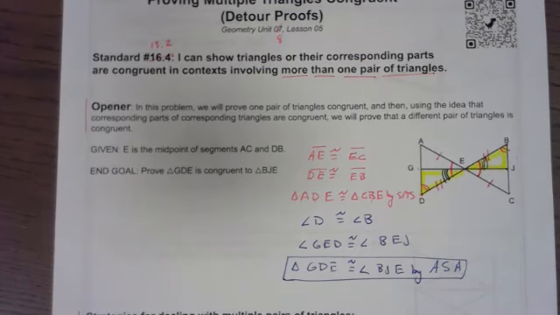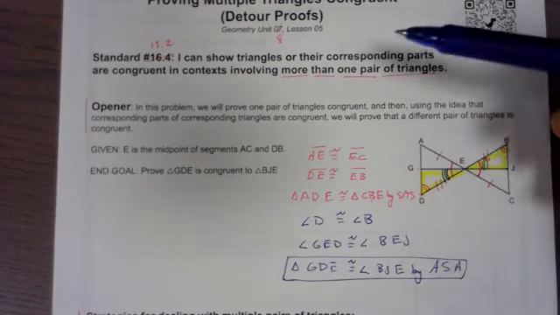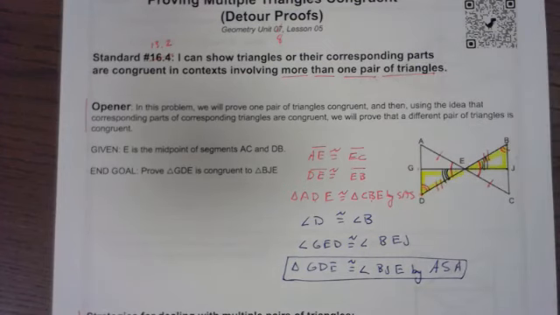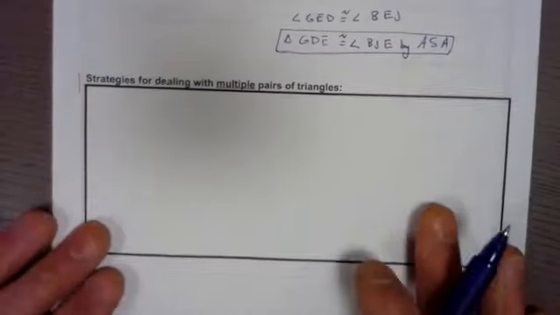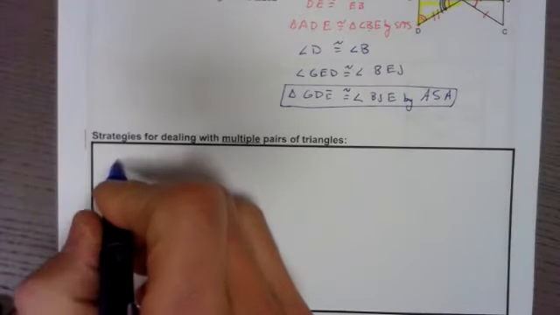Awesome. Multiple triangles, detour proofs. Detour proofs refer to like trying to, maybe the problem is trying to distract me, or maybe I have to take a roundabout path to get to my end goal. Okay, so strategies. What do we do about these detour proofs? How might we be able to solve them? I got a couple strategies here for you.